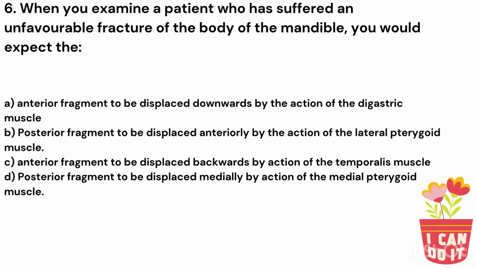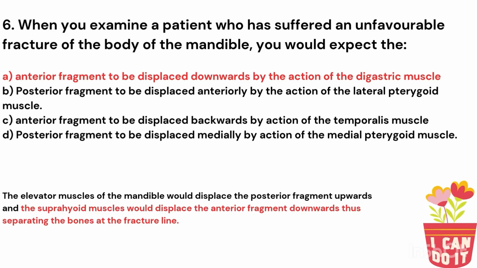So this is tricky. When a patient is suffering from an unfavorable fracture of the body of the mandible, what we can expect is that the anterior fragment will be displaced downward by the action of the digastric muscle, the posterior fragment displaced anteriorly by the action of the lateral pterygoid, the anterior fragment displaced backward by the action of the temporalis, or the posterior fragment displaced medially by the medial pterygoid muscle. So the correct answer here is anterior fragment displaced downward by the action of the digastric muscle.